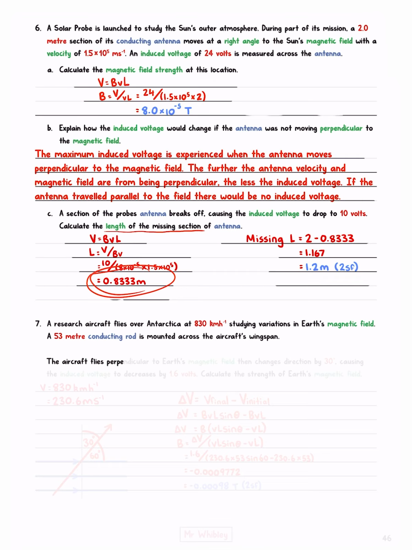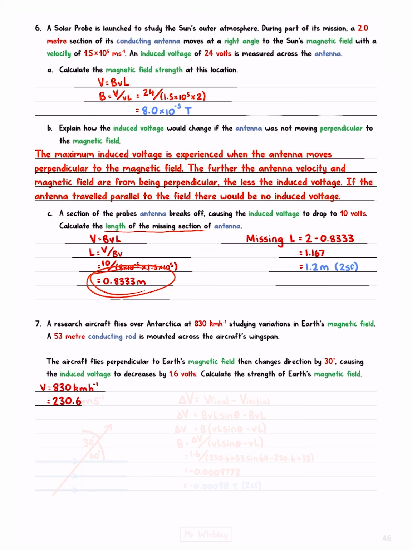The aircraft flies perpendicular to Earth's magnetic field, then changes direction by 30 degrees, causing the induced voltage to decrease by 1.6 volts. Calculate the strength of Earth's magnetic field. First of all, our velocity of 830 kilometers per hour is 230.6 meters per second. To convert this, we can just divide by 3.6.